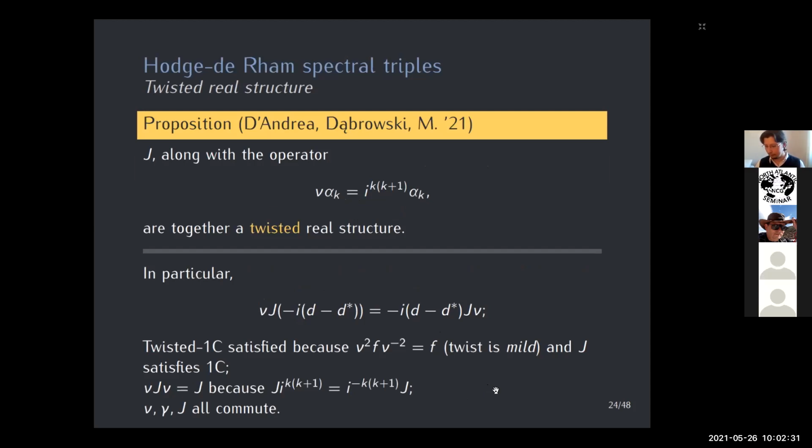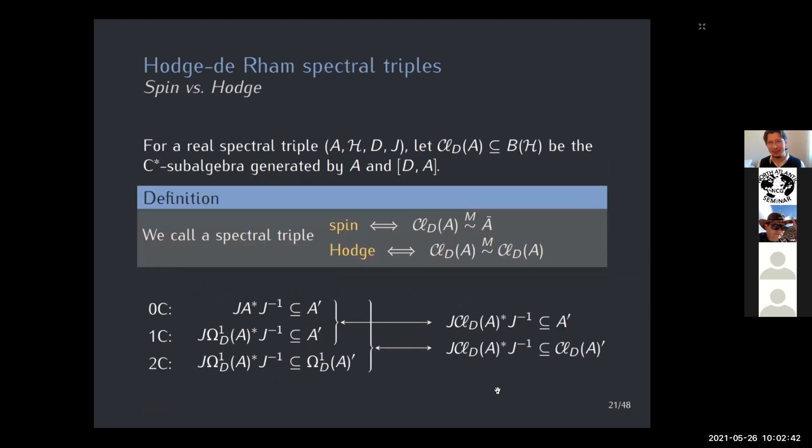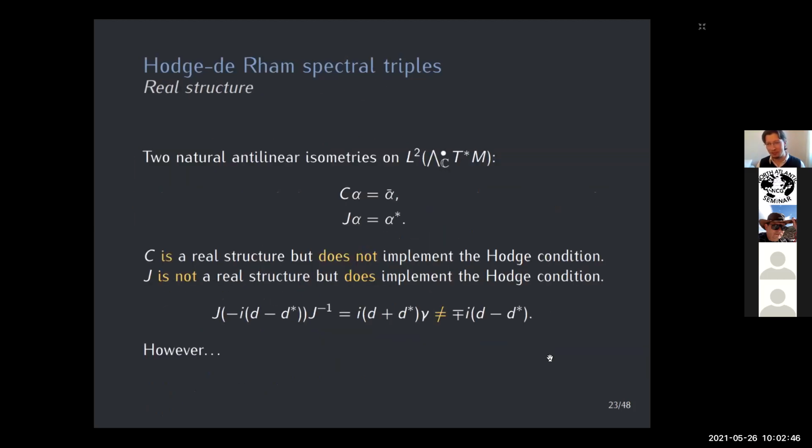So perhaps you can say that this definition of a Hodge condition is for spectral triples with twisted real structure. Well, yes, if you like, we can start off requiring that we have a twisted real structure.